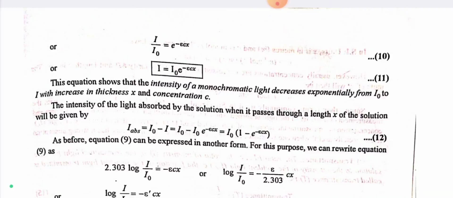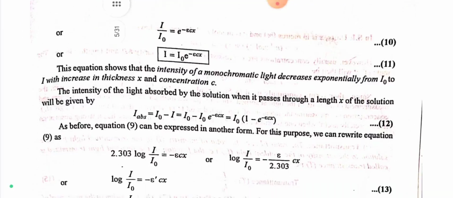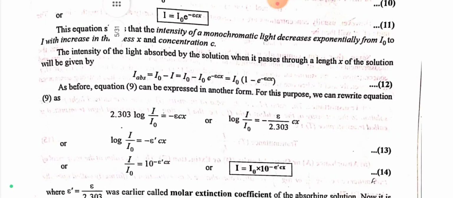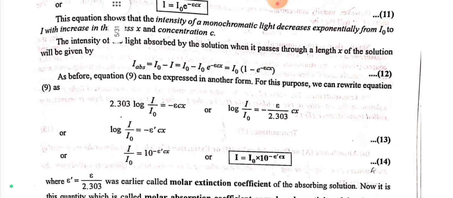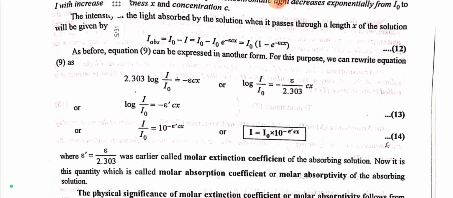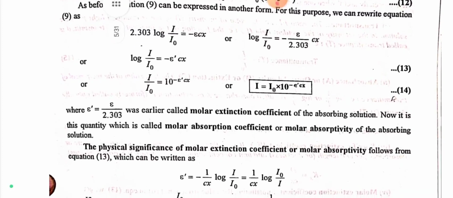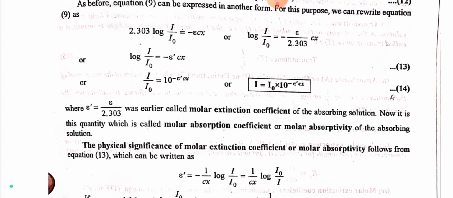As before, equation 9 can be expressed in another form. For this purpose, we can rewrite equation 9 as 2.303 log I by I naught is equal to minus epsilon cx, or log I by I naught is equal to minus epsilon by 2.303 cx. Log I by I naught is equal to minus epsilon dash cx. I by I naught is equal to 10 to the power minus epsilon dash cx, or I is equal to I naught into 10 to the power minus epsilon dash cx. Equation number 14.